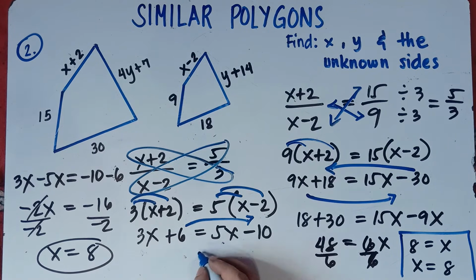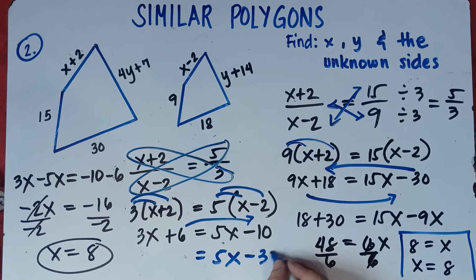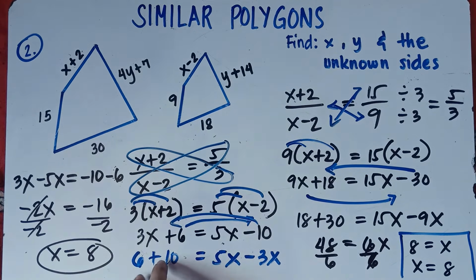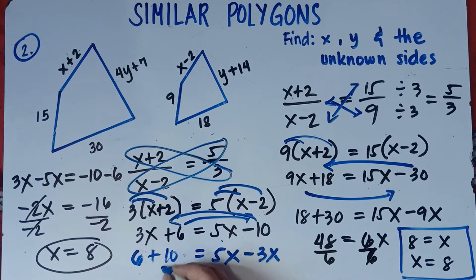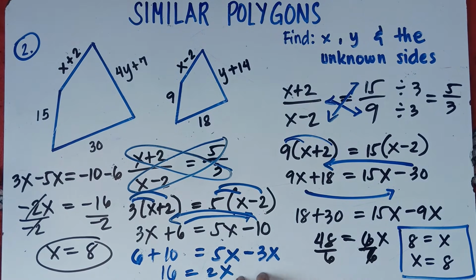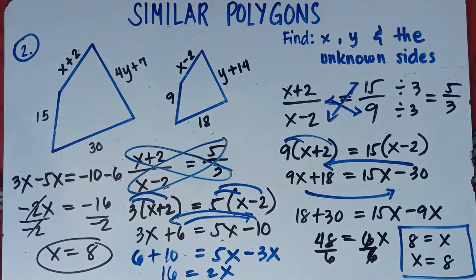Transposing 3x from left to right, this will be 5x minus 3x. Then copy 6. We transpose 10 from right to left. This is negative, it will be positive 10. Then you will get the same answer, class. This is 6 plus 10, that is 16 equals 5x minus 3x, that's 2x. Then divide by 2, you will get the same answer, that is x equals 8. So it's up to you, class, which do you prefer? But for me, it's better to do it this way. Just simply transpose this 3x from left to right. Alright, so therefore, our x is equals to 8.